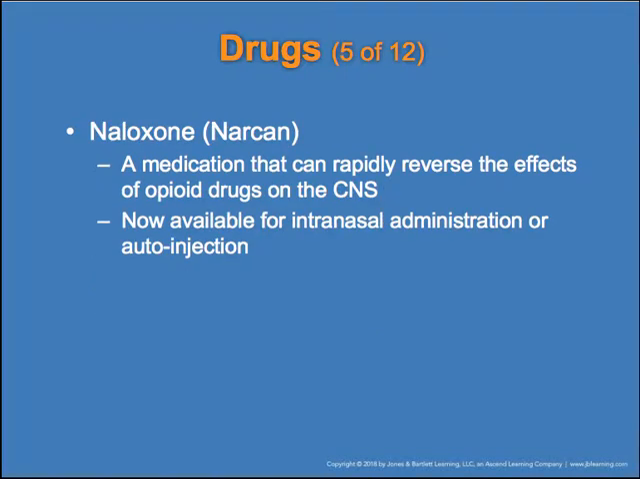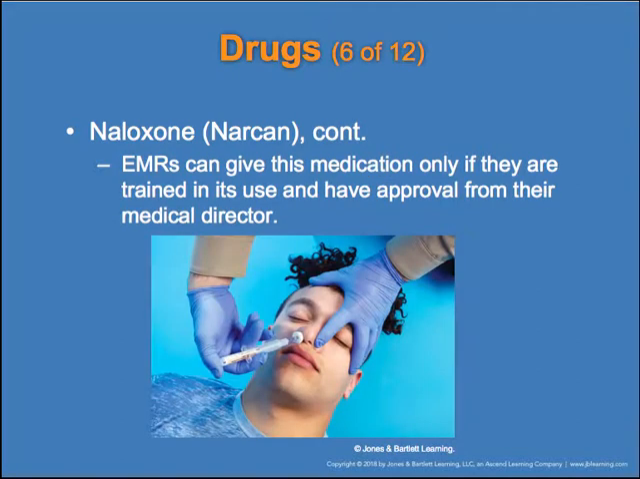Narcan is something that can reverse the effects of opiate drugs in the central nervous system. It is available for intranasal administration or as an autoinjector. This is one of the drugs that you can give to a patient as an EMR. You've got protocols for it in the state of Pennsylvania, and it is part of the National Registry Drug List and part of the EMS education standards.